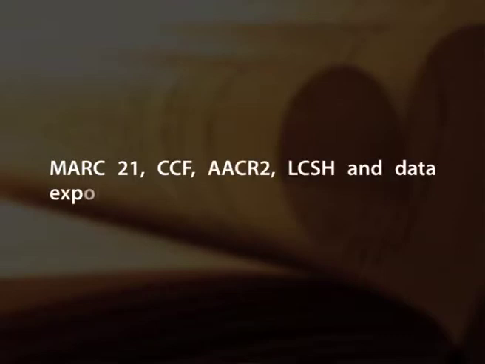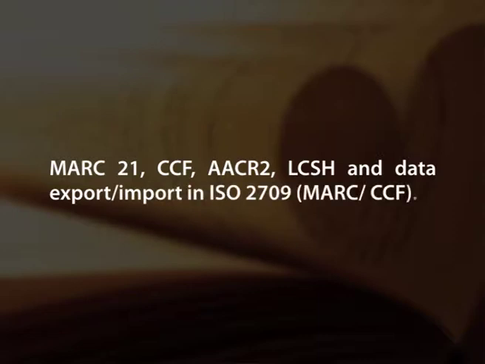A. Multiple platforms. The software package chosen should run on various computer platforms. B. Existing standards. The one element in all library automation and networking today that has assumed highest priority is the use of international standards. Software should support internationally known standards such as MARC 21, CCF, AACR2, LCSH and data export and import in ISO 2709 MARC CCF. If possible, the software chosen should also comply with Unicode.